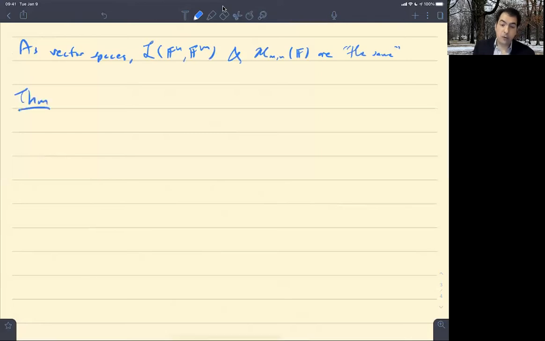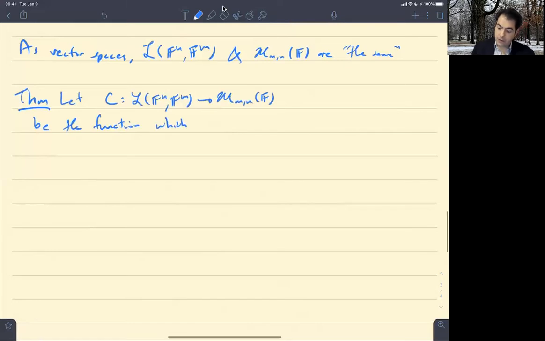And more formally, here's the theorem. Let C be the map that takes a linear map from Fn to Fm and assigns to it the m by n matrix associated to it. So let this be the function which assigns to each linear map its matrix. Then the theorem is that C is a linear isomorphism.